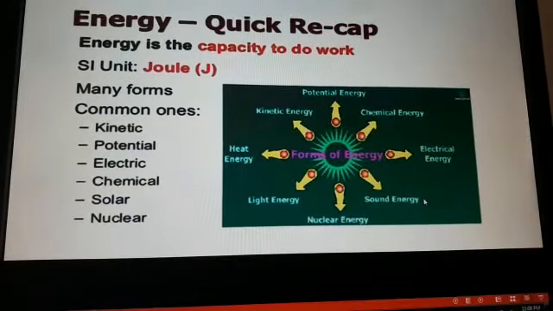Now energy. What is the definition of energy? Energy is the capacity to do work. There are different types of energy: kinetic energy, potential energy, electrical energy, chemical energy, solar energy, nuclear energy.